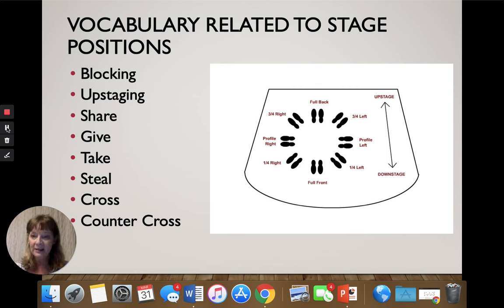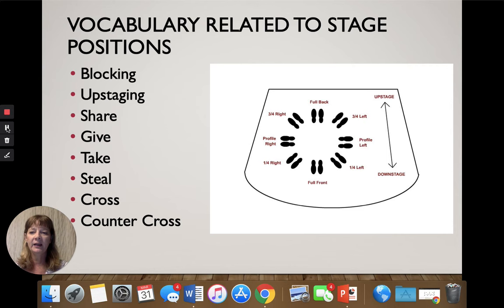Giving is giving attention. Taking is taking attention. Stealing is just that, stealing attention, inadvertently or intentionally stealing focus. Actors do this when they want to get a lot of attention. Most immature actors will do things like make funny faces or pick their nose or do something crazy while the important stuff is happening. A cross is moving from one point on the stage to another, and a counter cross is moving from one place to another as another actor moves from one place to another.